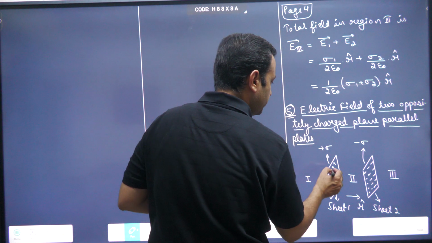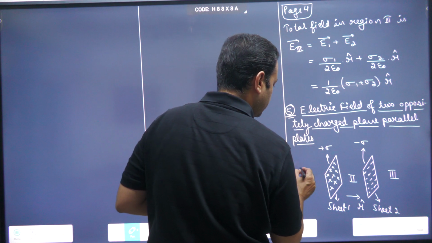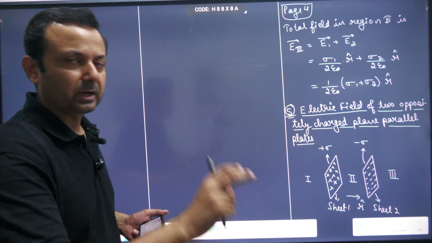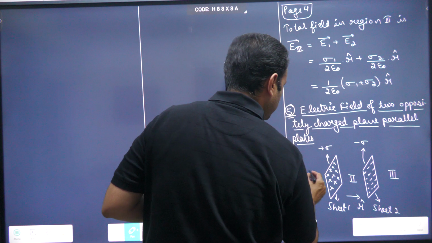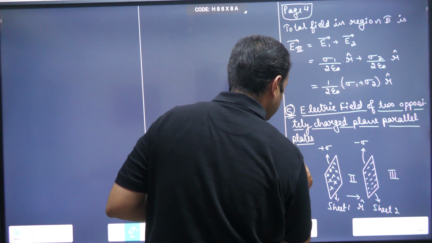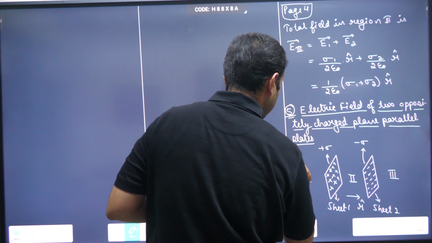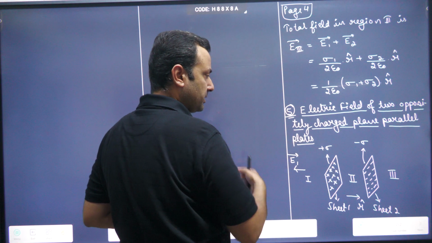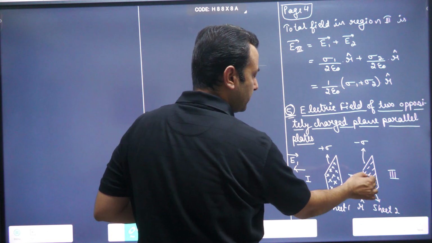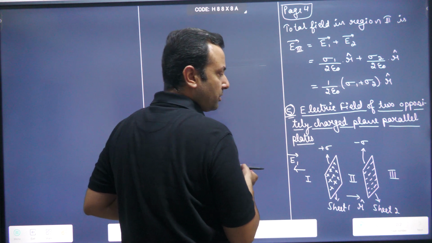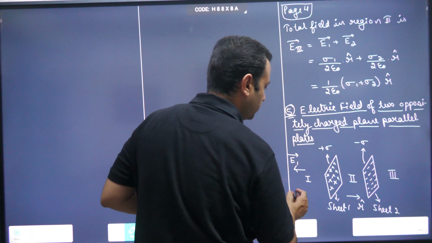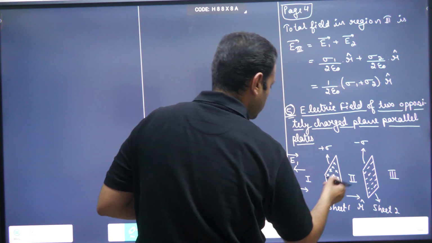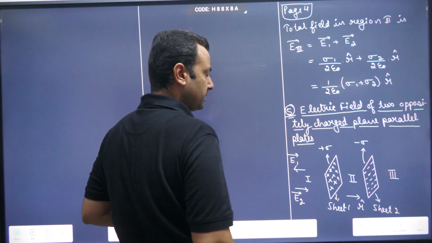Because of this positive plate, the electric field will be like this. Always, positive charge emits out electric field lines. So the electric field due to this positive plate will be E1 vector, leftwards, because it emits out. And for the electric field due to this negative plate, electric field lines always go inside the negative plate. So E2 vector will be like this. So E1 vector is leftwards and E2 vector is rightwards.